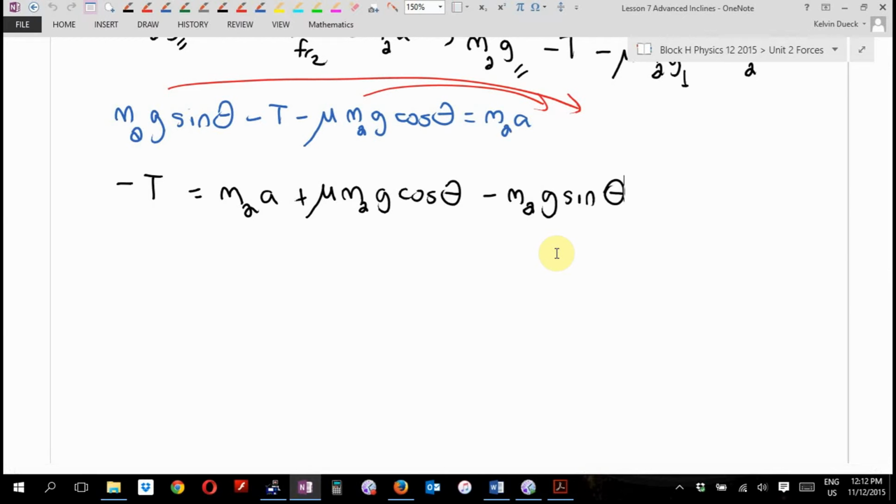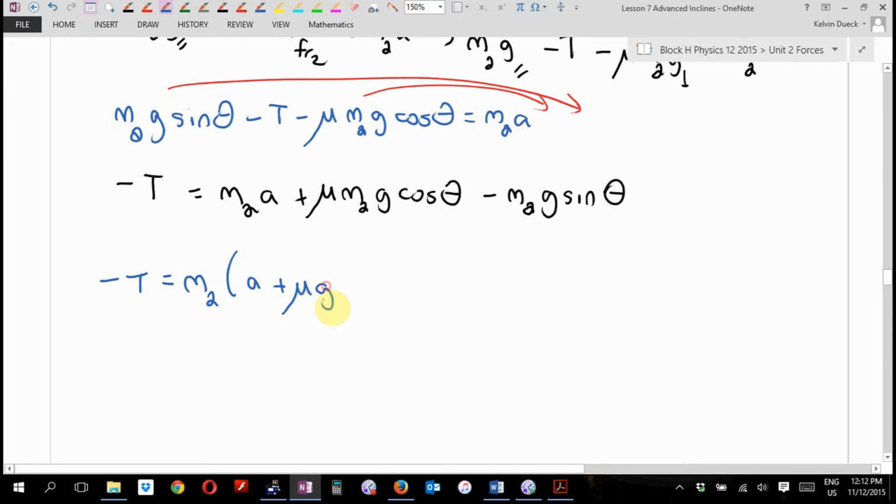Factor, GCF. Greatest common factor in English we say GCF, whatever it is in the other languages. But yeah, there's a common term of mass 2 on everything on the right. So I can go negative T equals M2 times (A plus mu G cos minus G sine). Is that okay, Dustin? And how would I get the M2 by itself, my friend?